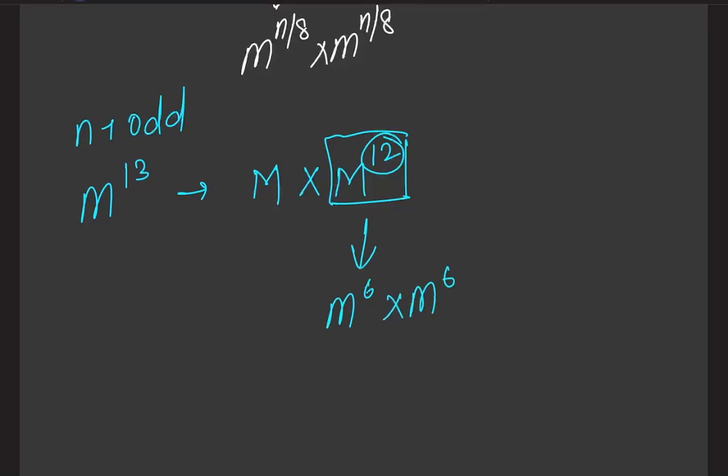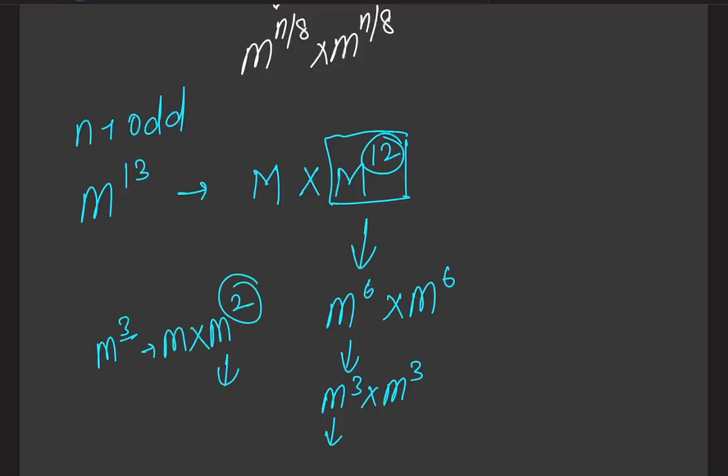It will become m raised to power 6 into m raised to power 6. This will become m raised to power 3 into m raised to power 3. Now again m raised to power 3 is odd, so you just do m into m raised to power 2, and then it again becomes an even number, and you can proceed further, like m raised to power 1 into m raised to power 1. So this is the basic approach of matrix exponentiation: how to find the exponent of a matrix, m raised to power n, efficiently.